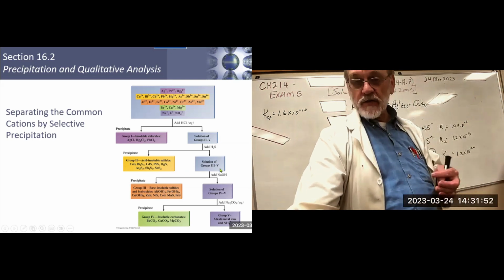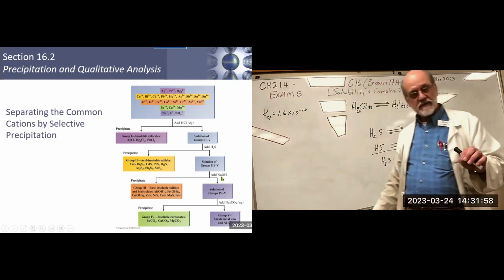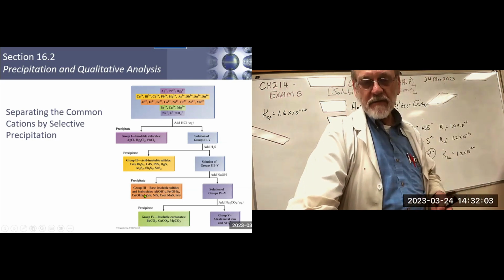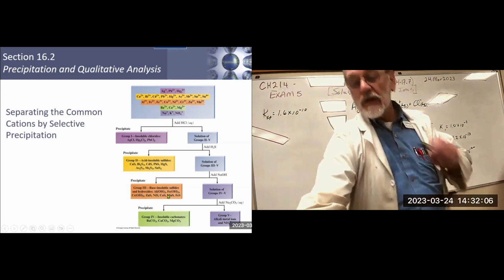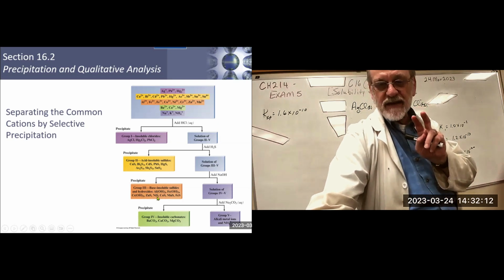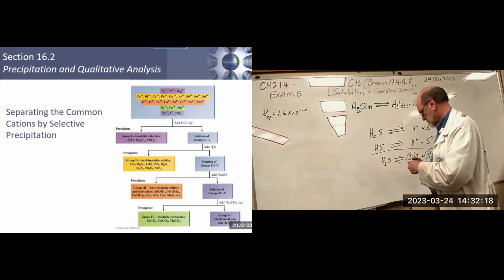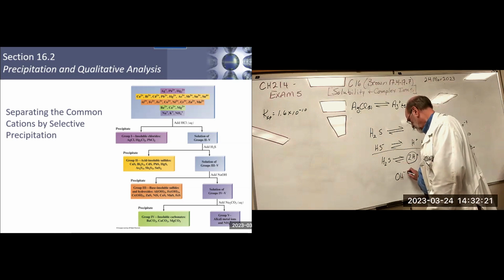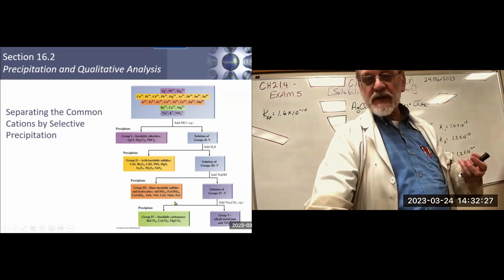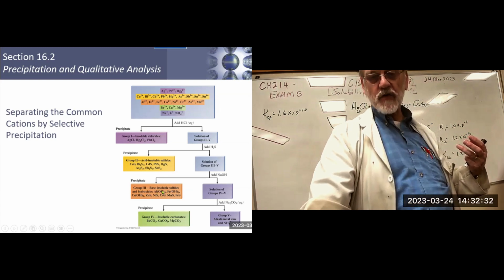Okay, so now what you do next? Well, you add a base and you drive it to the right. That makes more sulfide available, and it now reacts with these. Well, you actually get two things going on here. You get sulfides of zinc, nickel, copper, manganese, and iron, but you've also added hydroxide. And that extra hydroxide will simultaneously precipitate aluminum, iron, and chromium. So you get all these in the third group.